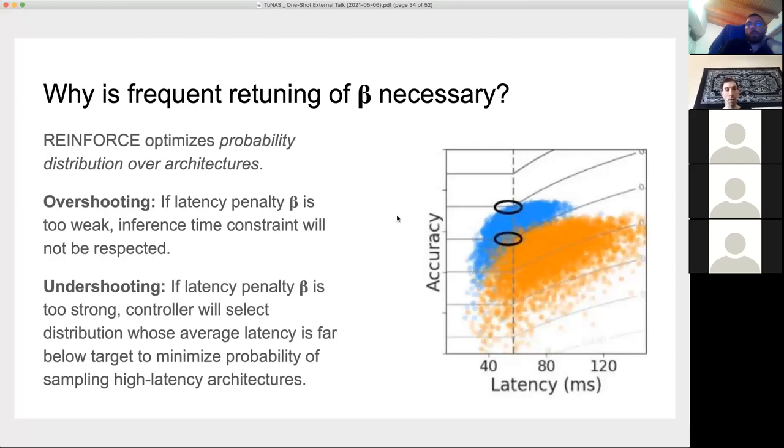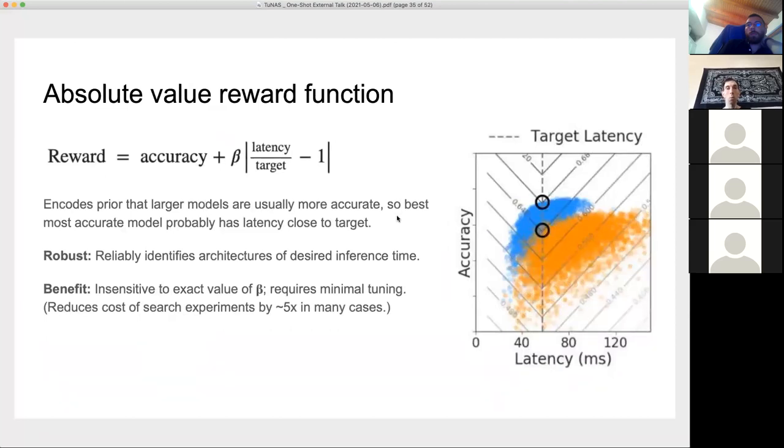So the net effect of this is that, unless we very carefully retune beta, we end up sampling architectures which have latencies well below the limit, but suboptimal accuracies. So what we chose to do to mitigate this issue is to actually switch to a different reward function, which penalizes both architectures which are too fast and architectures which are too slow.